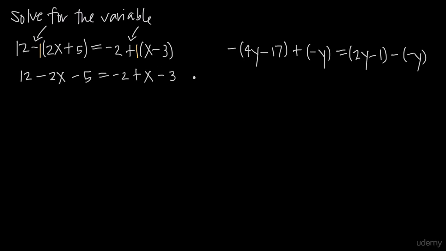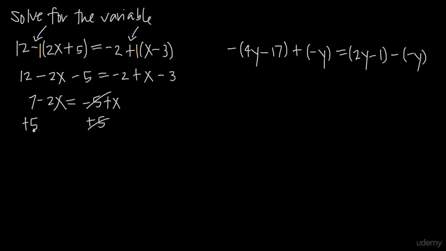So now that we've removed our parentheses, we just need to go ahead and simplify both sides of our equation. So first we'll combine like terms. We have whole numbers here that are like terms on the left-hand side, 12 and negative 5. So 12 minus 5 gives us a 7, and we'll leave the 2x. And then on the right, we have like terms of negative 2 and negative 3. They're both whole numbers. Negative 2 minus 3 is going to give us a negative 5, so negative 5 plus x. Now we'll go ahead and add 5 to both sides, because that'll cancel the negative 5 on the right. Negative 5 plus 5 will give us 0.